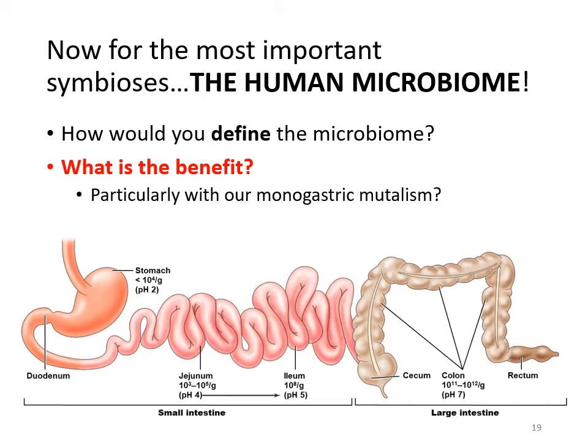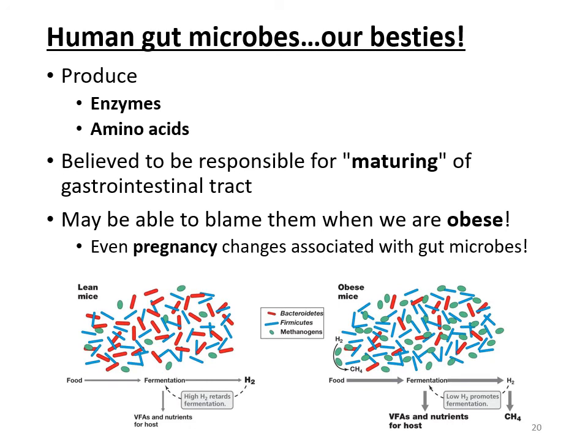Well, one of the big ones we've already mentioned is our GI tract. We have a monogastric GI tract, and we rely on mutualism, the idea of having microbes helping us digest things. This slide summarizes that idea, that these gut microbes are our besties. They produce enzymes and building blocks that we require. Like I mentioned before, breaking down plant cellulose would not be possible for us if we didn't have these lovely microbes within our GI tract.